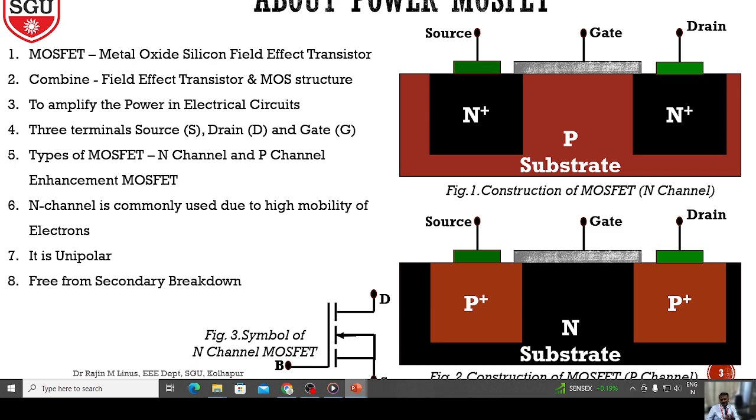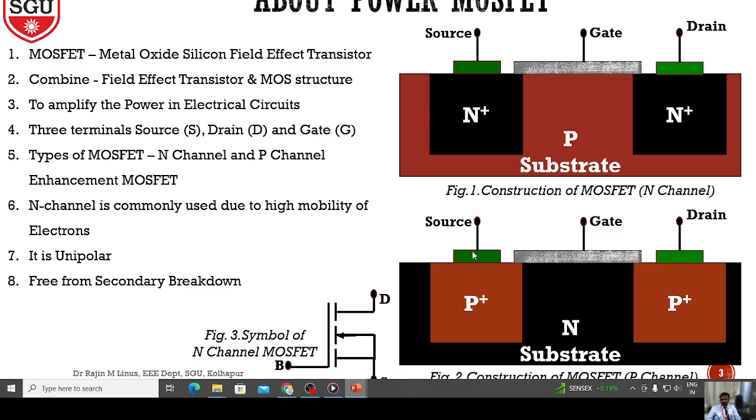I will show in the next slide how the insulation material is placed in between the gate and the body of the semiconductor. At the same time, in this p-channel MOSFET, instead of n plus, we are having p plus. P plus means more holes. Then n means more number of electrons, like a normal n layer.